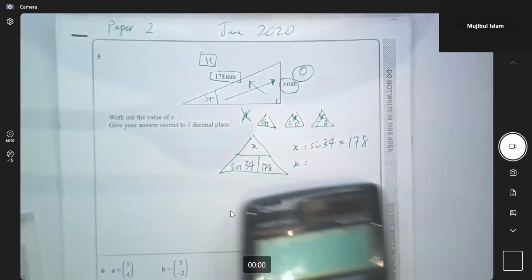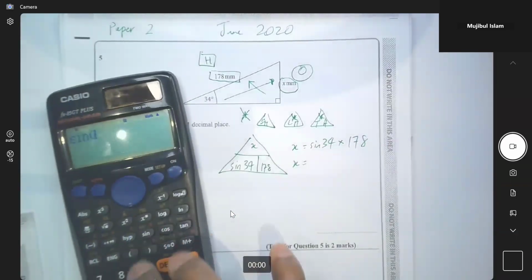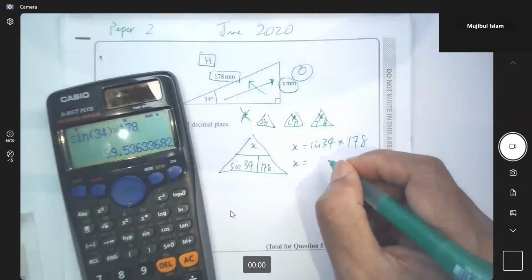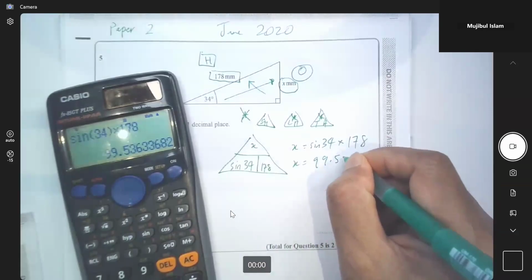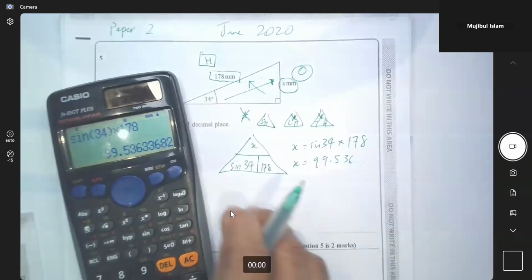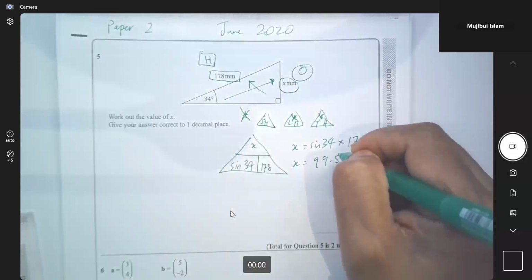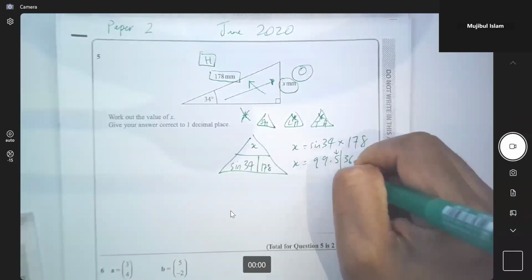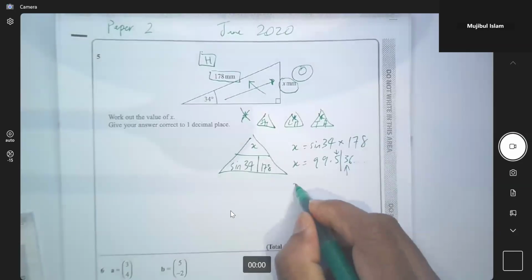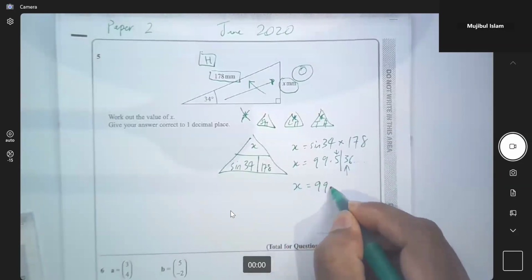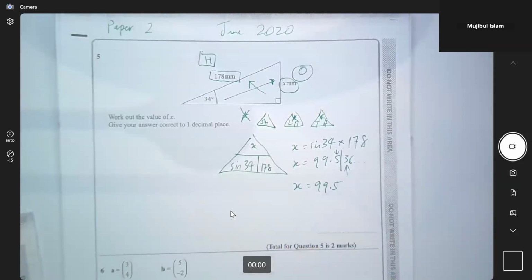Put that in your calculator. Sine 34 times 178 equals 99.536, carries on. One decimal place: the 5, I look at the next digit, I'm going to be rounding down. X equals 99.5.